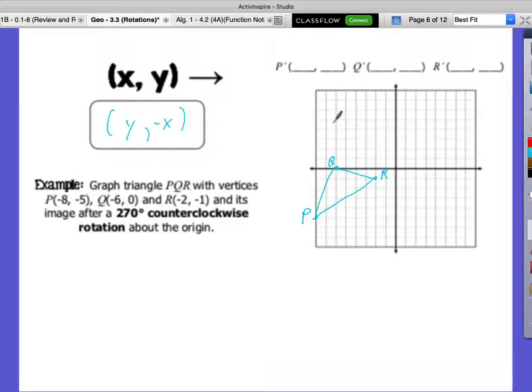P prime, what would P prime end up being? Taylor, can you tell me what P prime would be? Yeah, it would be (-5, 8). Rowan, what would Q prime be? Yeah, (0, 6). And then what would R prime be, Evan? Yeah, (-1, 2). Very good.